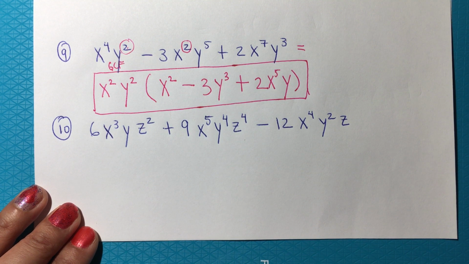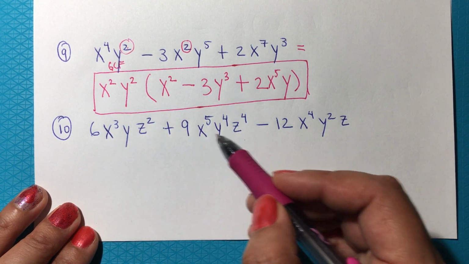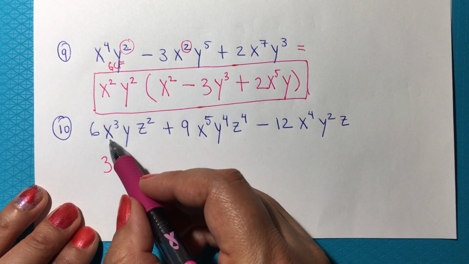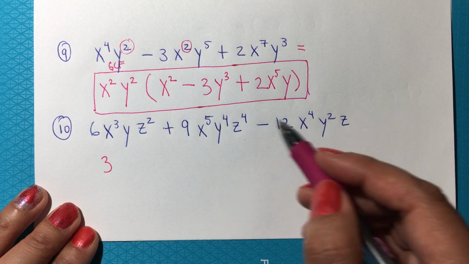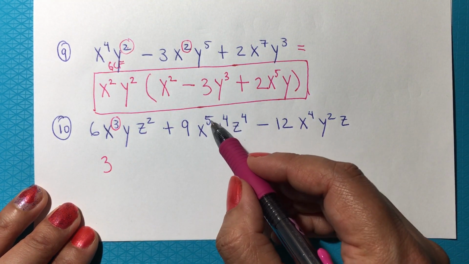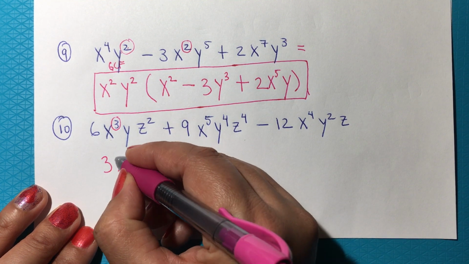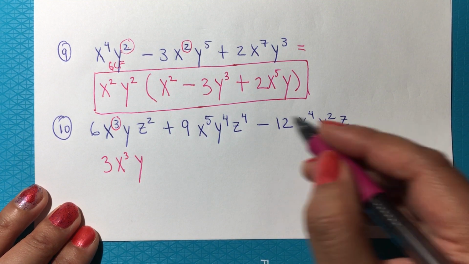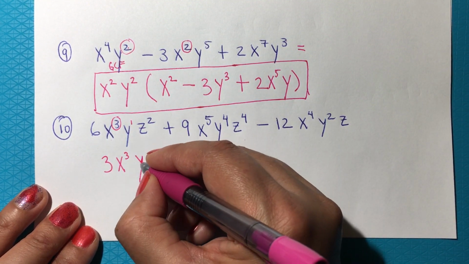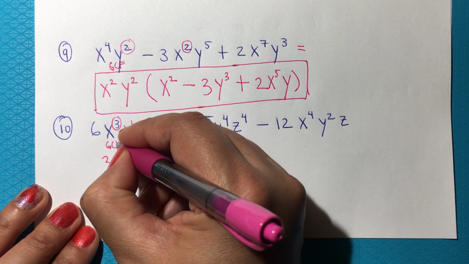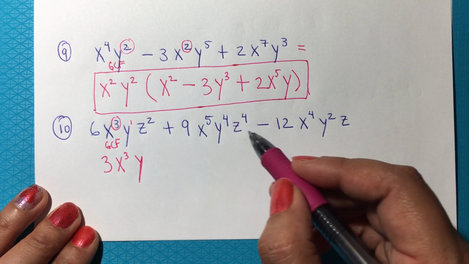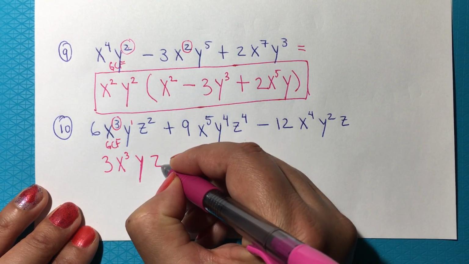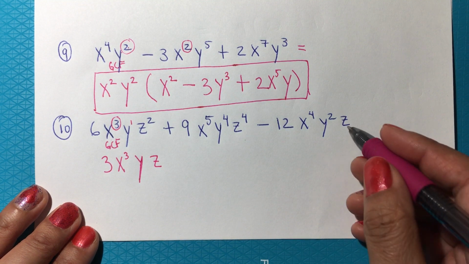For number 10, what is the biggest number that can go into 6, 9, and negative 12? Well, it's going to be 3. For x, which one has the smallest exponent? 3, because this one is 5 and this one is 4. So x to the 3rd power. For y, it's 1, 4, and 2. So the 1 is the one that we're going to use for the greatest common factor. For z, z is 2, 4, and 1. So we put z to the 1st power.